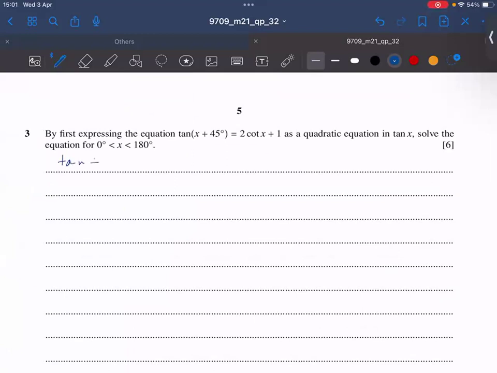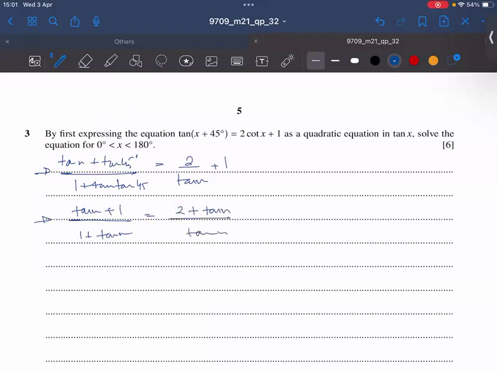Tan of x plus tan of 45 over 1 plus tan of x times tan of 45 equals 2 over tan of x plus 1. All right. And then we have tan of x plus 1 divided by 1 plus tan of x equals 2 plus tan of x over tan of x. All right. Is it clear or not, Mr. Bilal? Yes, yes, yes, sir.